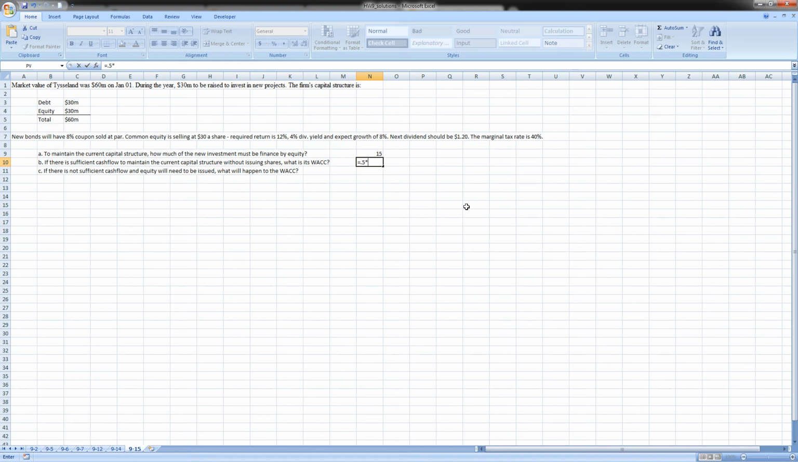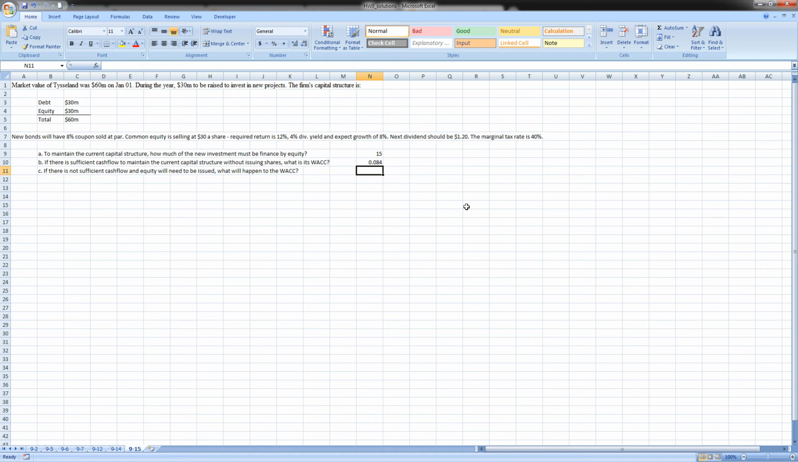times the cost of equity, 12%, plus the weight of debt times the cost of debt times 1 minus the tax rate. The WACC for Tisland, or the post-tax WACC to be specific, is 8.4%.